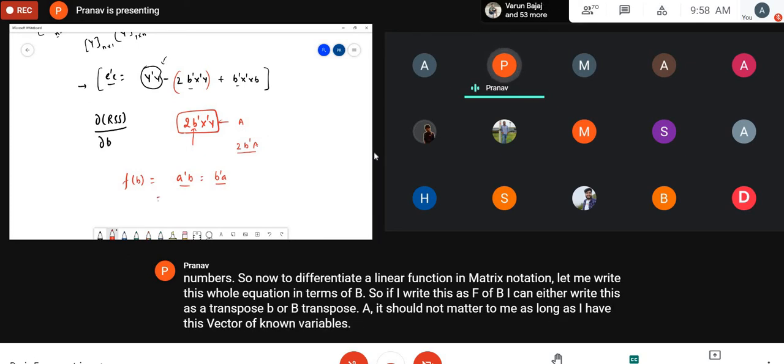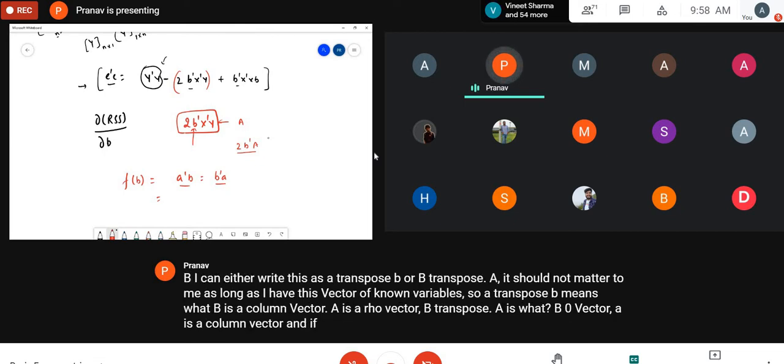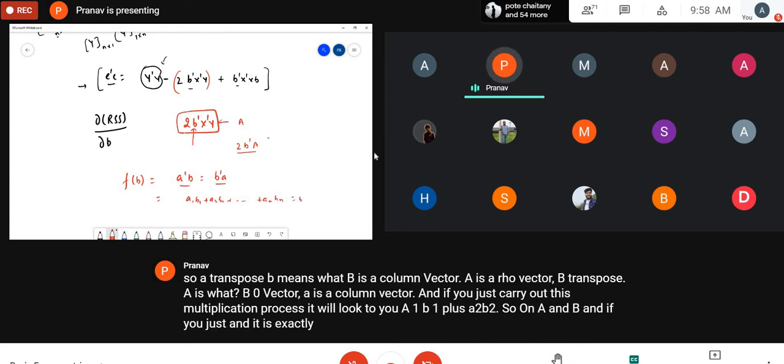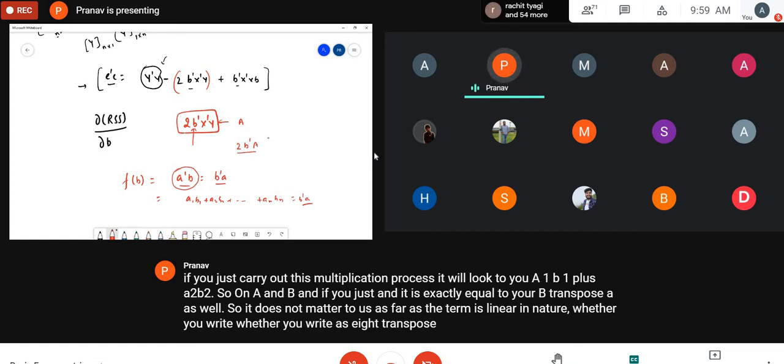So a transpose b means what? b is a column vector, a is a row vector. b transpose a is what? b is a row vector, a is a column vector. And if you just carry out this multiplication, it will look like a1 b1 plus a2 b2, and so on, an bn. And it is exactly equal to your b transpose a as well. So it does not matter to us, as far as the term is linear in nature, whether you write a transpose b or b transpose a, the multiplication remains the same.